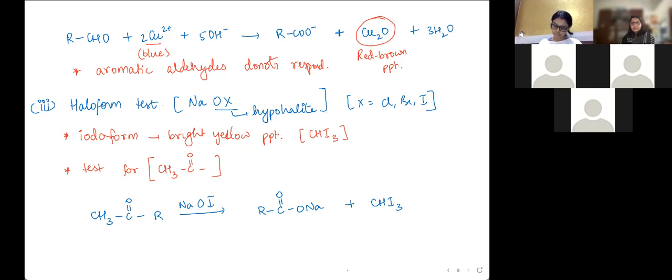The test part of it comes into the picture because this iodoform is a bright yellow precipitate, as I mentioned.